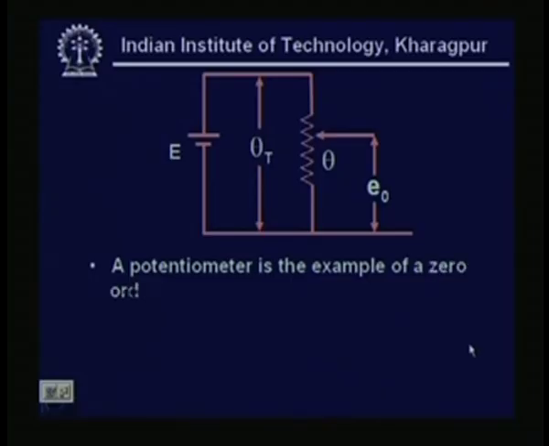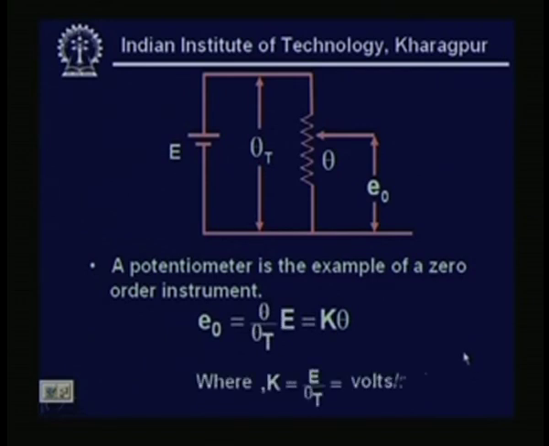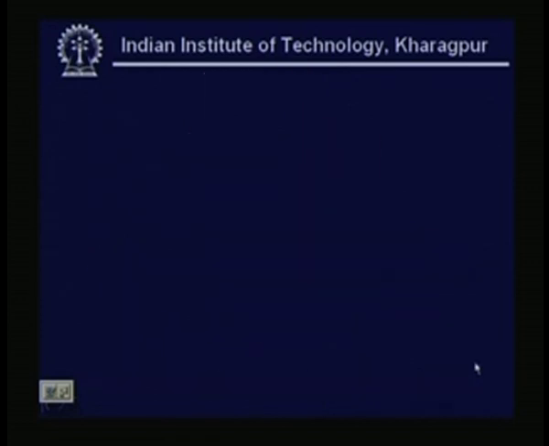A potentiometer is an example of a zero order instrument, and its equation looks like E naught equal to theta by theta t multiplied by the supply or excitation voltage E, which is equal to k theta, where k equal to E by theta t, in volts per radian. E is a constant, it does not depend on the position of the potentiometer, and theta t is the total angle, constant for a particular potentiometer. So k equal to E by theta t, in volts per radian, is the static sensitivity of a potentiometer.